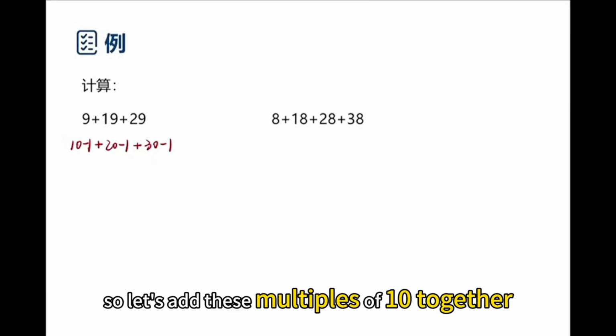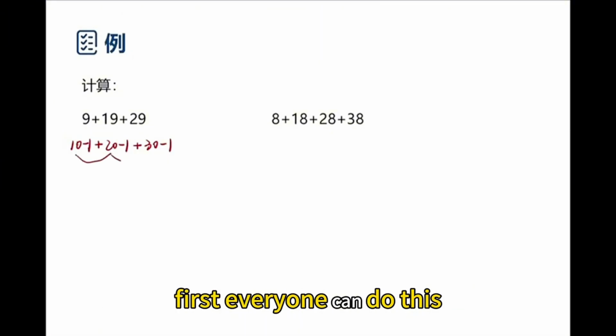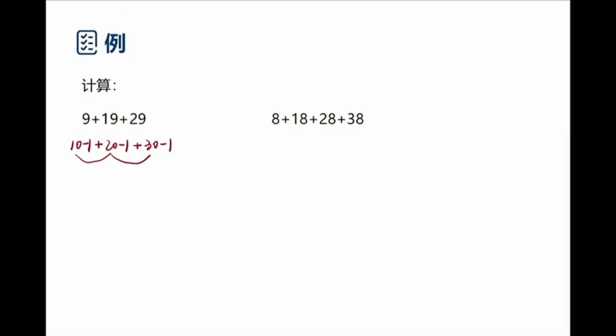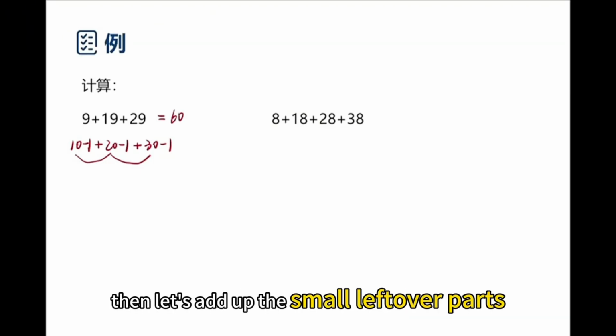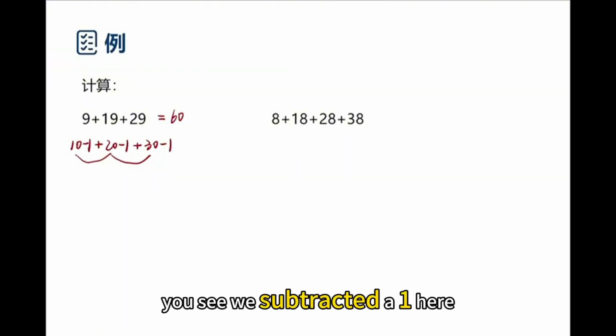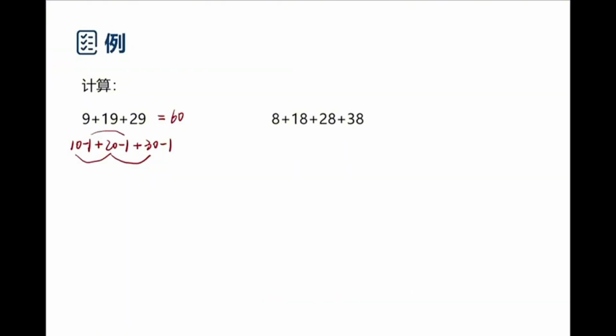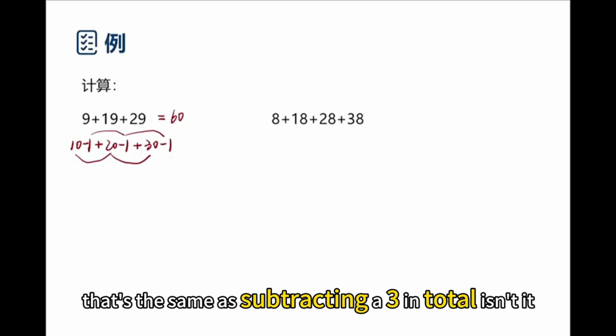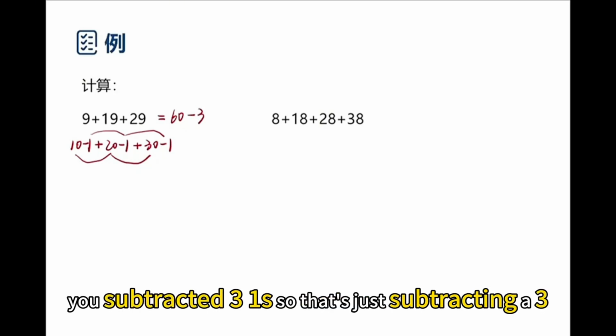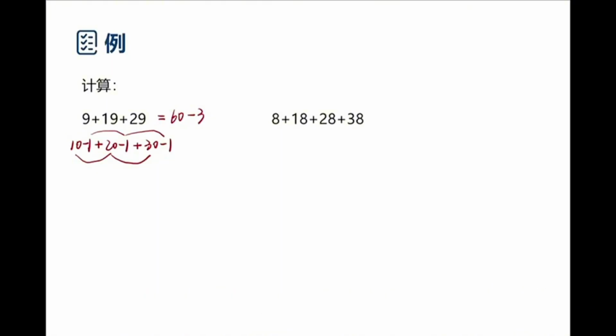So let's add these multiples of 10 together first. Everyone can do this. 10 plus 20 is 30. 30 plus 30 is 60, right? Then let's add up the small leftover parts. You see, we subtracted a 1 here, another 1 here, and another 1 here, right? That's the same as subtracting a 3 in total, isn't it? You subtracted 3 ones, so that's just subtracting a 3. So we can spot this right away. This is 60 minus 3, which is 57.